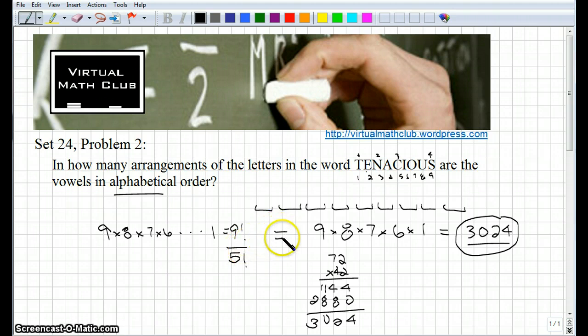But that just gives you the same thing, right? Because if we divide 9 factorial by 5 factorial, then the 5 times 4 times 3 times 2 times 1 would just cancel out of the 9 factorial, right? So we'd end up with the same thing. It's just a little different way of thinking of it, but either way, the answer comes out to be 3,024.